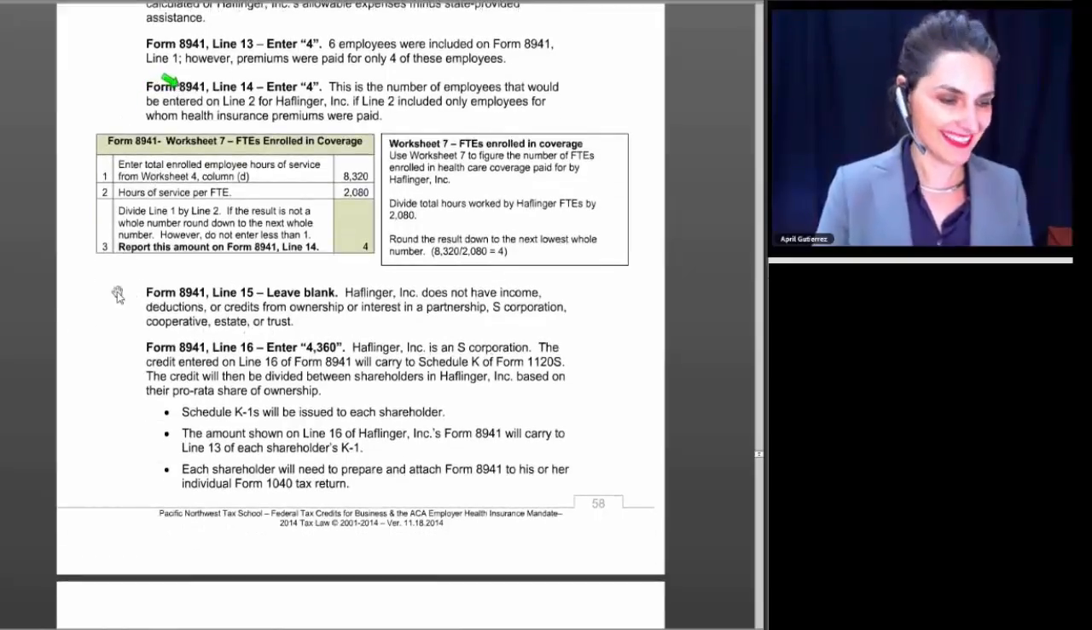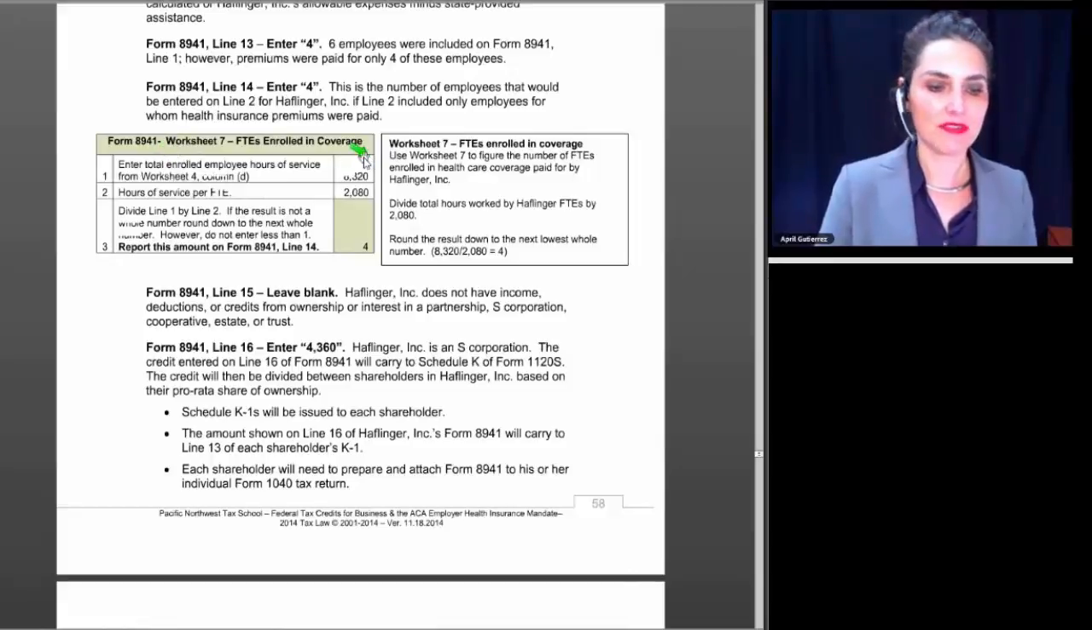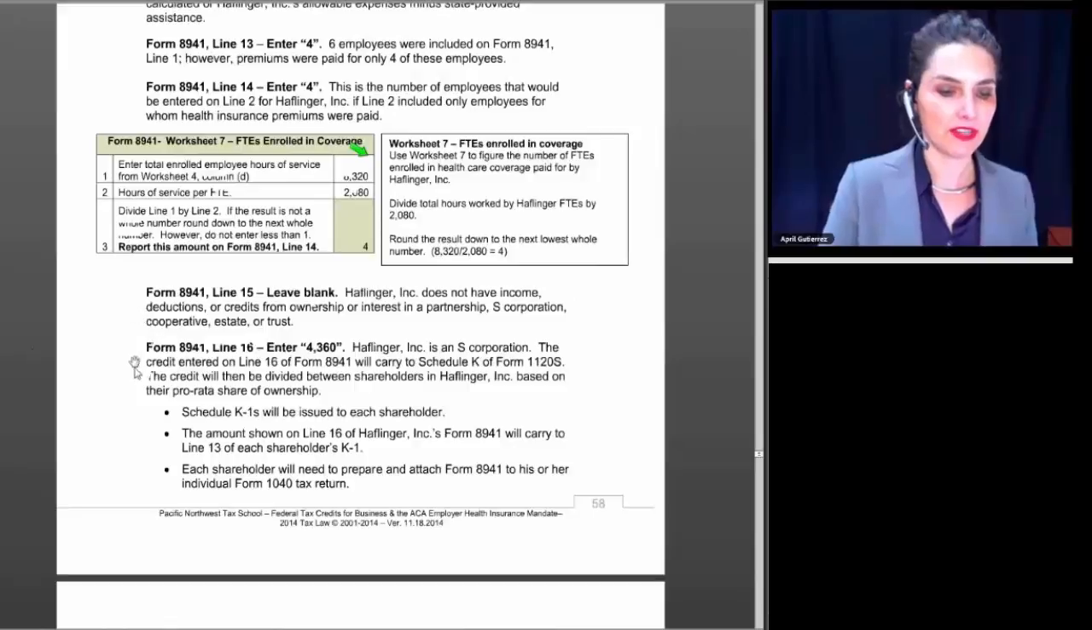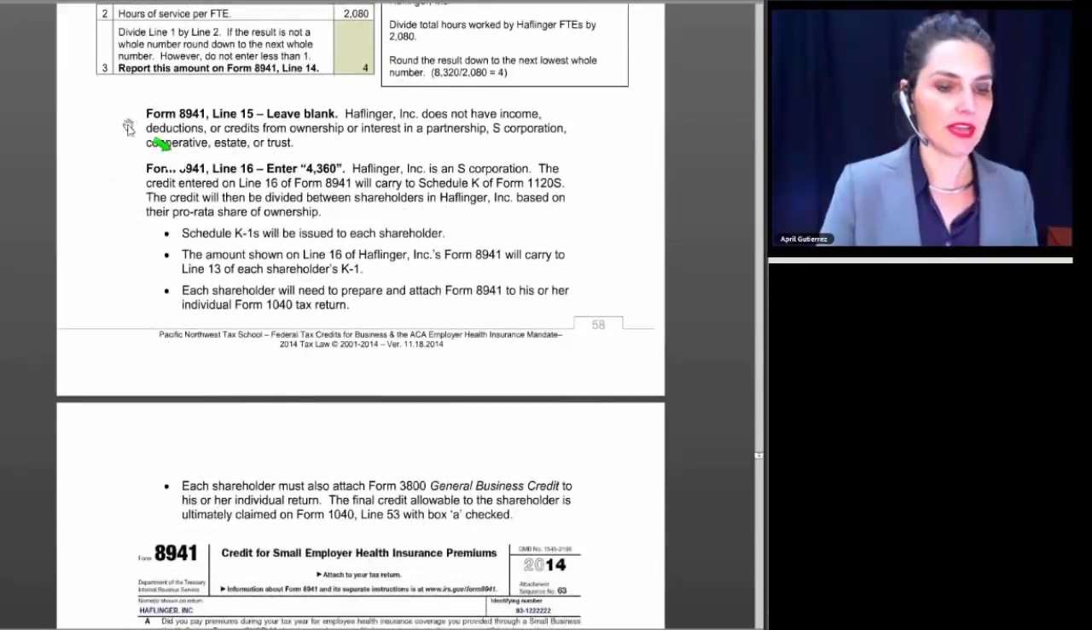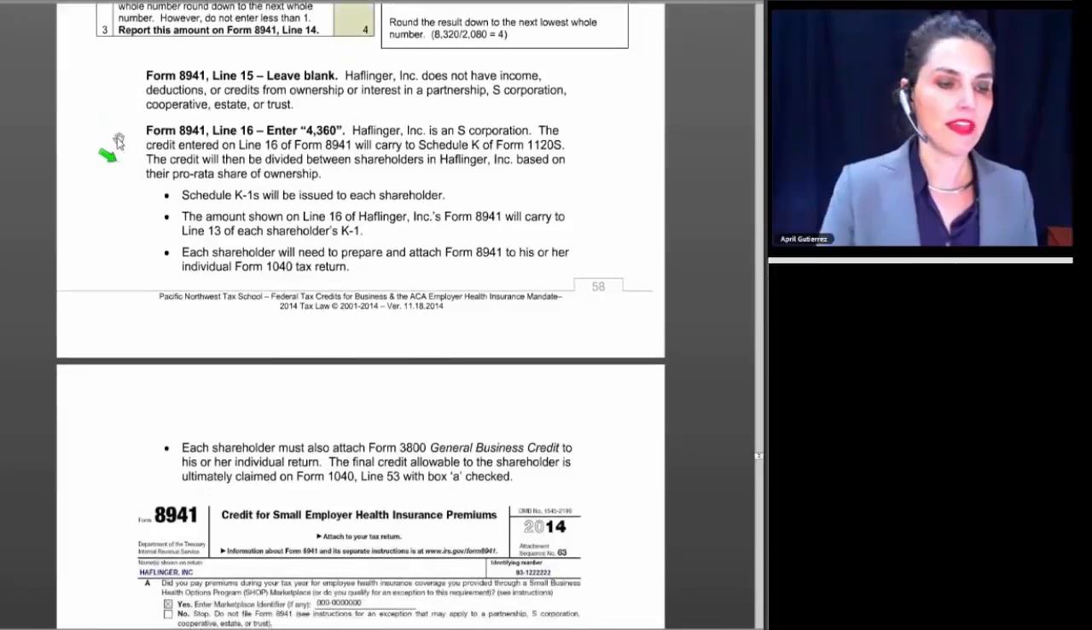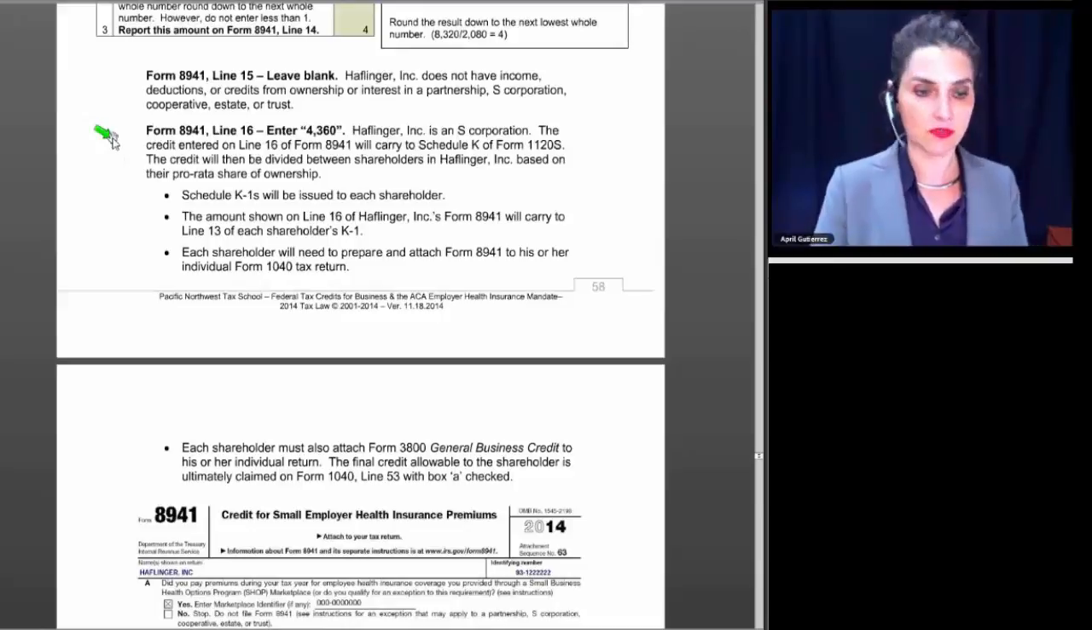Next step, here we have worksheet number 7. Use worksheet number 7 to figure the number of full-time employees enrolled in health coverage provided by Haflinger Inc. And line 15, we're going to leave that blank because Haflinger Inc. does not have income deductions or credits from ownership or interest in a partnership, S corporation, trust, or estate. Finally, on line 16, we're going to enter $43.60.